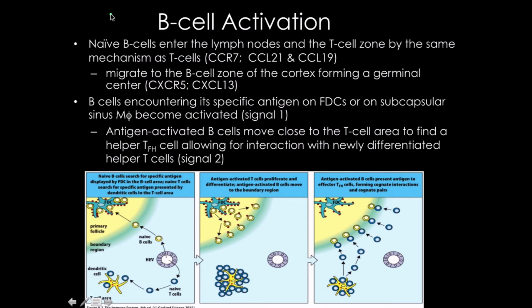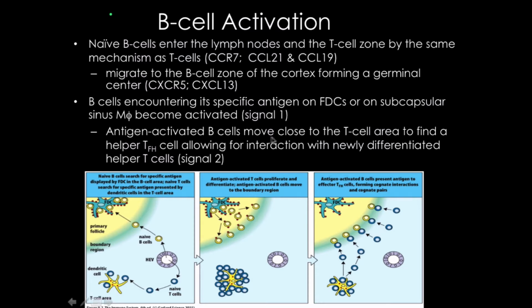So we've already talked about T follicular helper cells, subscapular sinus macrophages, all that stuff, right? We've already talked about somatic hypermutation. We've already talked about isotype switching, but I want to just take all the stuff that we've learned over the past couple of weeks and collectively put it together into what is happening in the secondary lymphoid tissue, right?